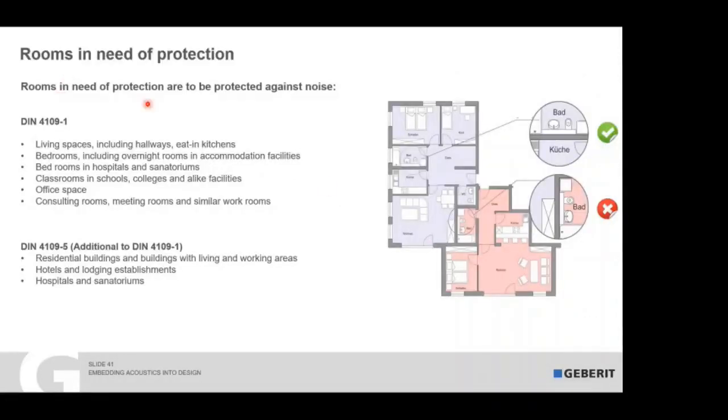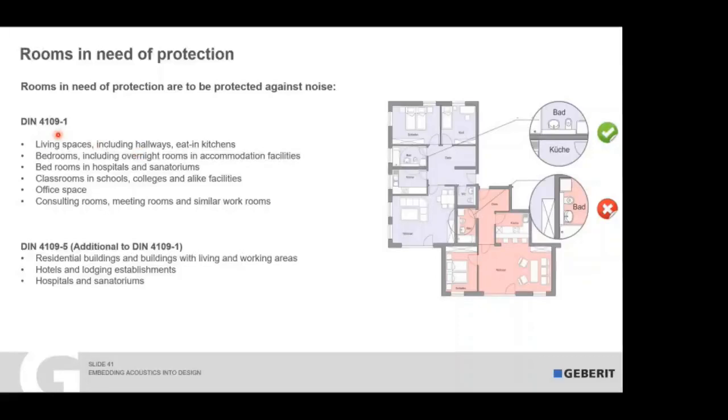You see also the rooms in need of protection against noise described here. Living spaces include hallways, eat-in kitchens, bedrooms, bedrooms in hospitals, sanatoriums, office spaces, and so on. And then in 4109-5, additionally, we have residential buildings and buildings with living and working areas, hotels, lodging establishments, and hospitals and sanatoriums. So this is also an additional requirement from the standard. And as I described here, of course, it's not an ideal situation because you have the neighbor's living room.